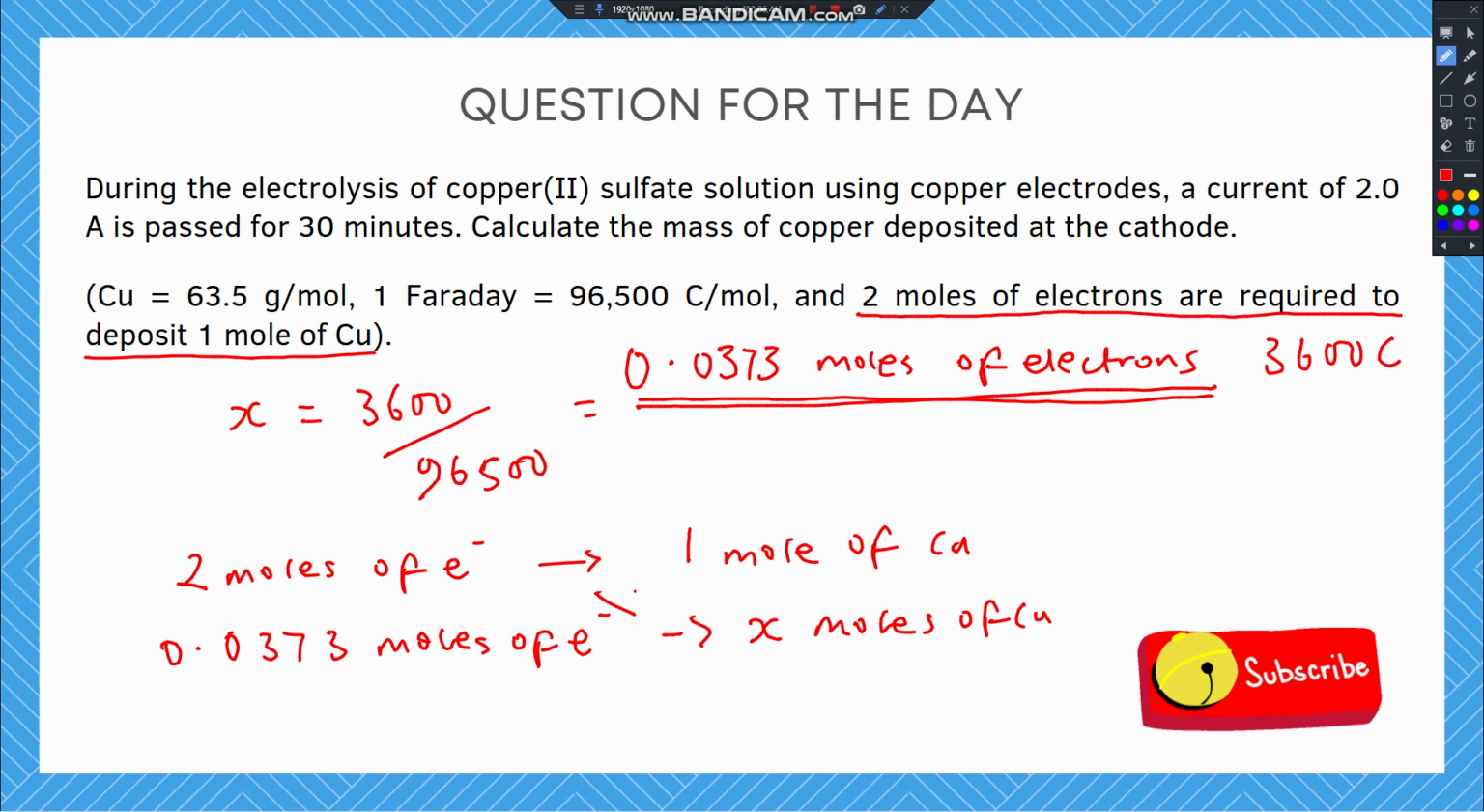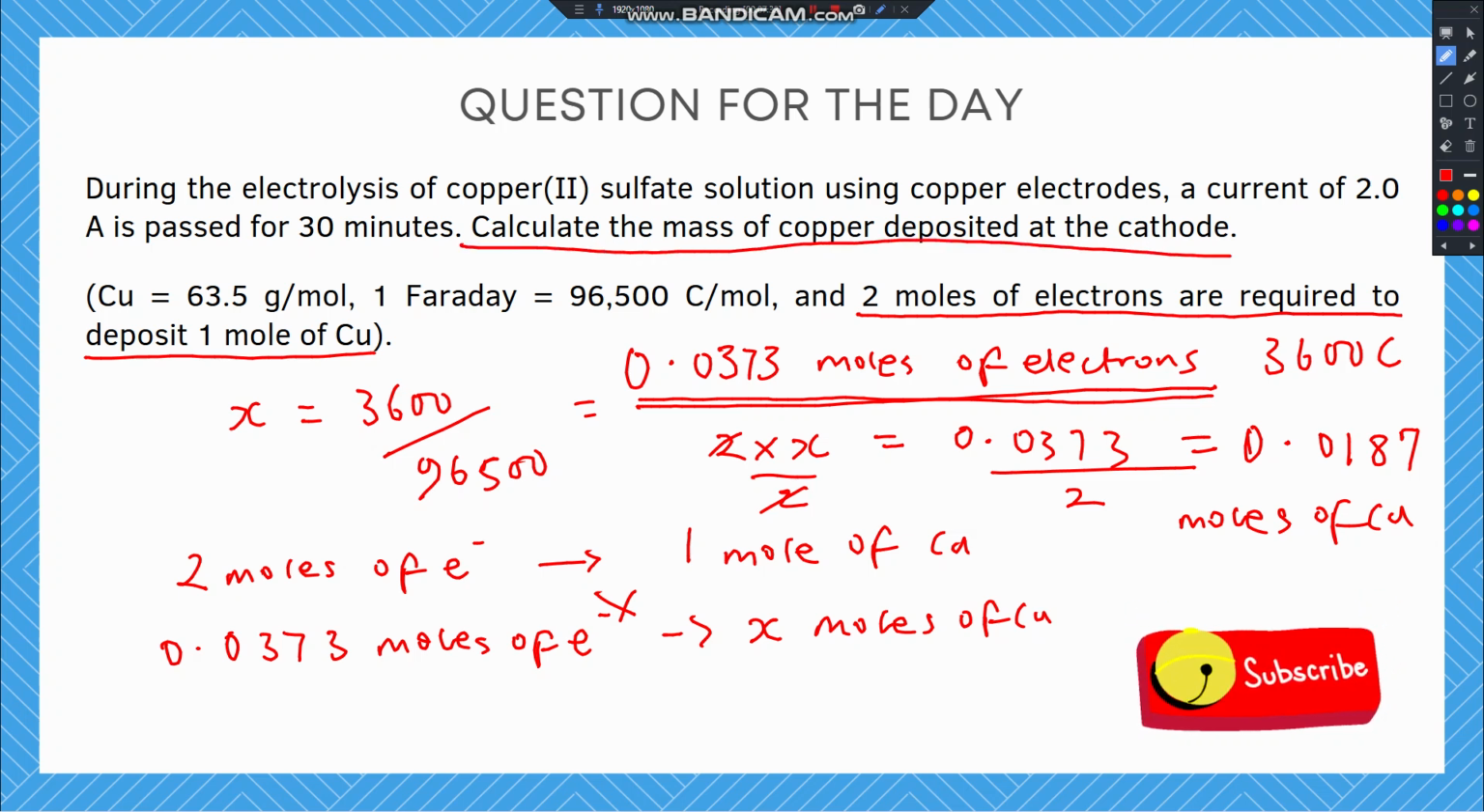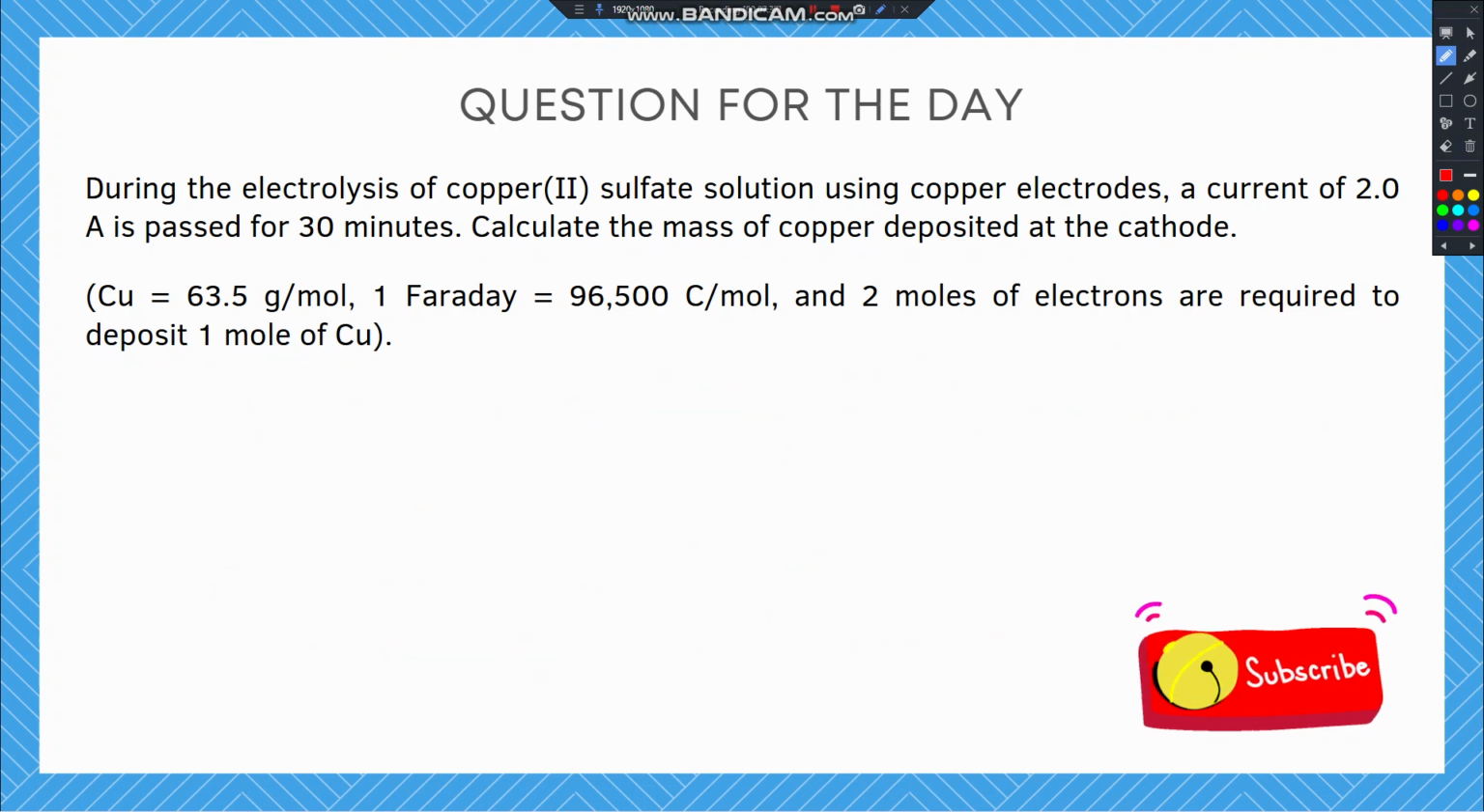So at this point, we can also cross multiply. It now becomes 2 times x is equal to 0.0373. If we do a quick math, this divided by 2 gives us 0.0187 moles of copper was produced. So now that we know the number of moles of copper that was produced, let's go ahead and use it to find the mass of copper, because the question says calculate the mass of copper deposited at the cathode.